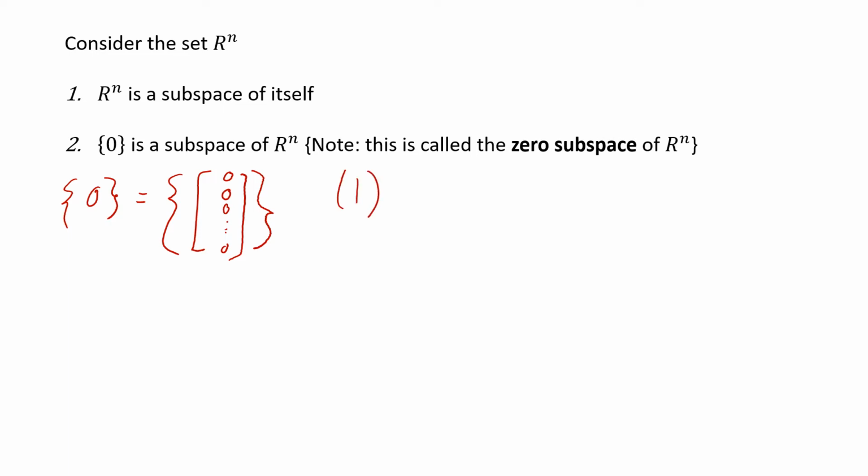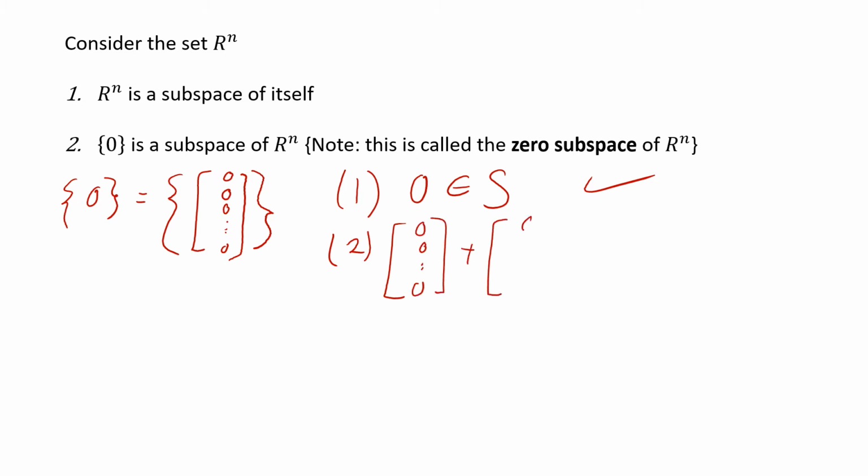The three conditions. First one is that the zero vector is in the space. That's true. The second, if you add any two elements together, you stay in it. Well, what are the only elements? The only things you can add together are the zero vector plus the zero vector. And what do you get? The zero vector. So adding any two elements stays in the set.